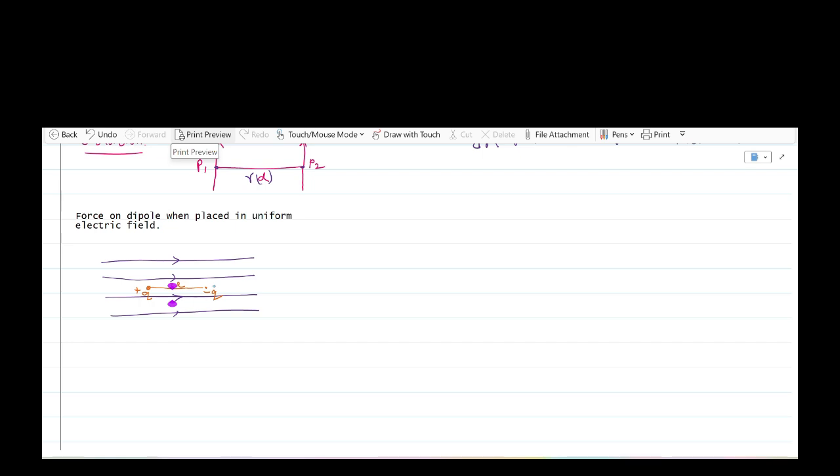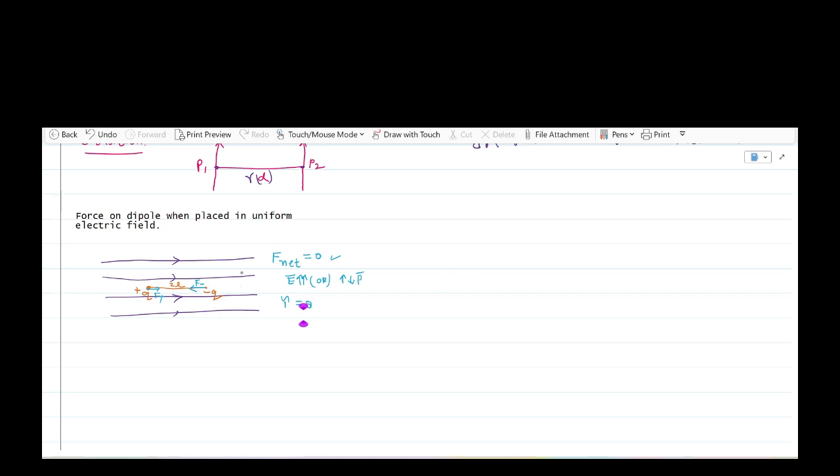As you know, the force on the negative charge is F minus, opposite to the field direction, and on the positive charge this is F plus. So the net force is equal to 0. When E is parallel or anti-parallel to P, that is E bar and P bar are parallel or anti-parallel, then the force is equal to 0. In this case, tau is also 0.